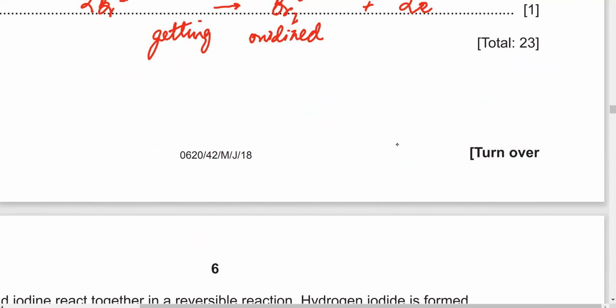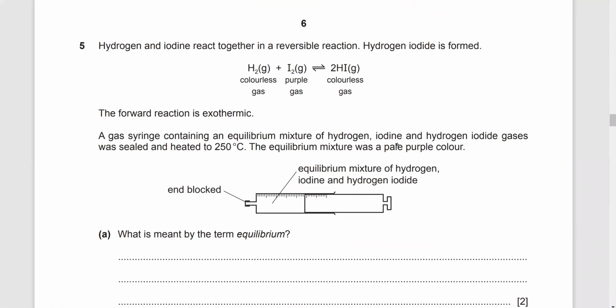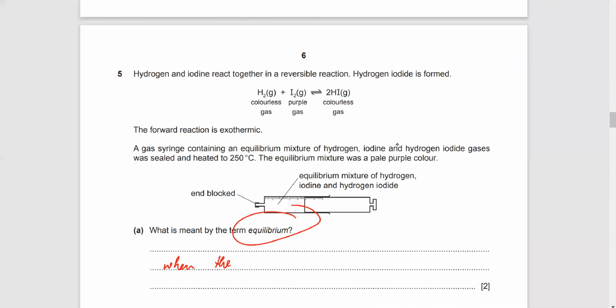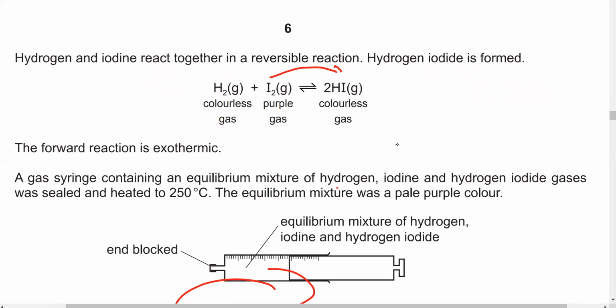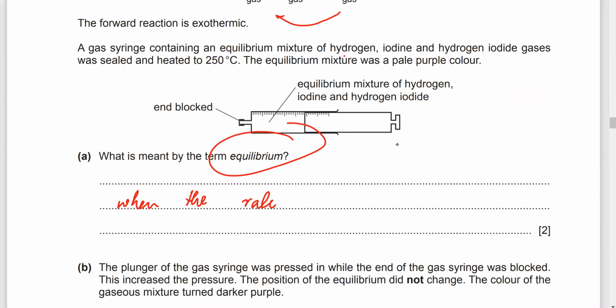Now next question, which is question number 5. What is meant by the term equilibrium? When you have an equilibrium reaction, the rate of forward reaction equals the rate of backward reaction.